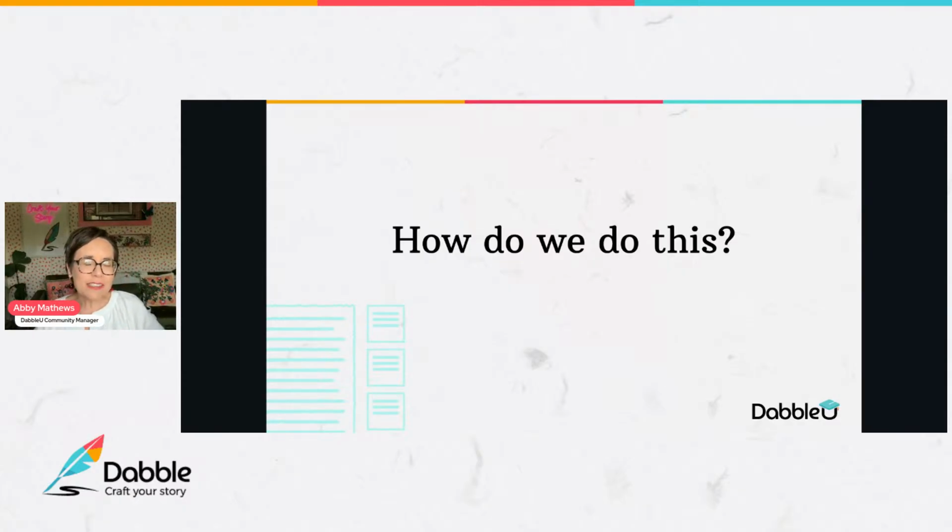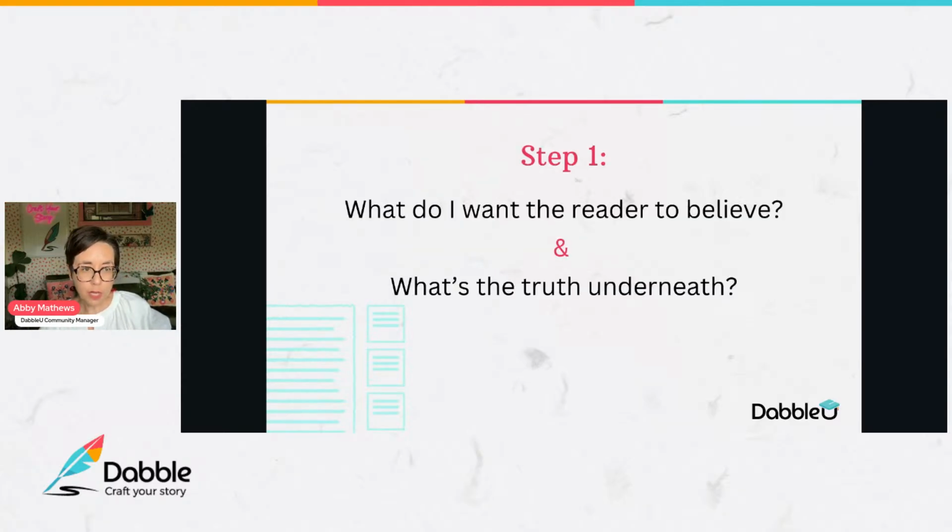So let's digest this even further so that we can put it into practice in our own stories, right? So keep in mind, you're not just coming up with a twist, you're designing a layered experience that unfolds naturally for the reader, all right? So we're going to start with these two fundamental questions. The first one is, what do I want the reader to believe? And what's the truth underneath? All right, this is step one.